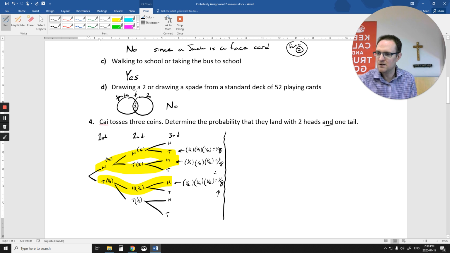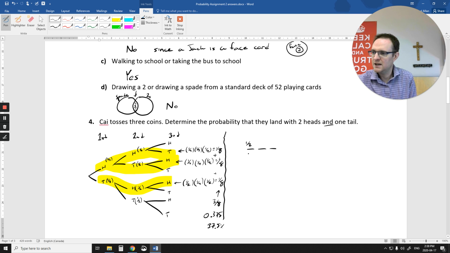And then I'm just going to add all of these together here. I'm going to get 3/8. And if I want to put that as a decimal, there's a 37.5% chance that this will happen. 0.375. 37.5%. There you go.